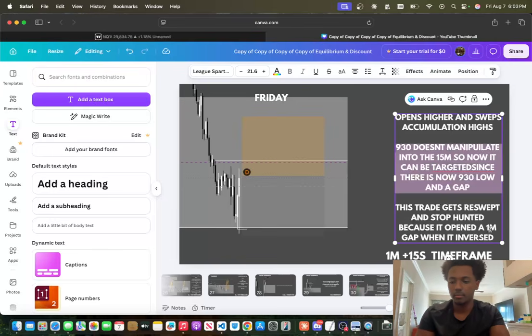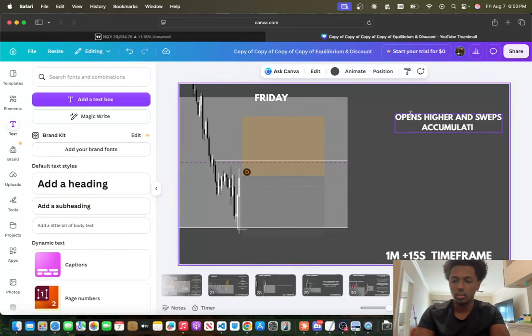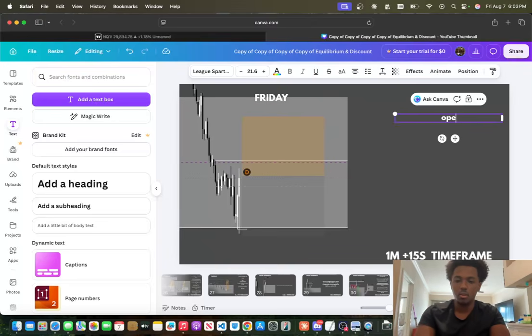Okay. Fuck. Come on, dude. Open sesame. Opens lower and opens lower. 15-minute gap target. LR above. BE at 15-minute.